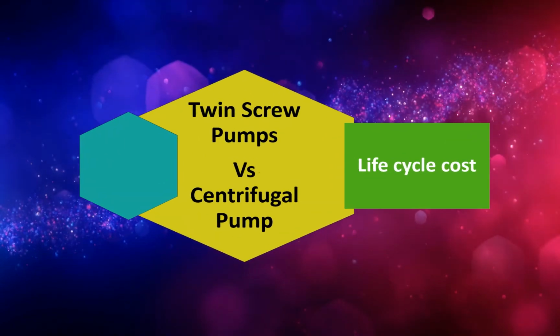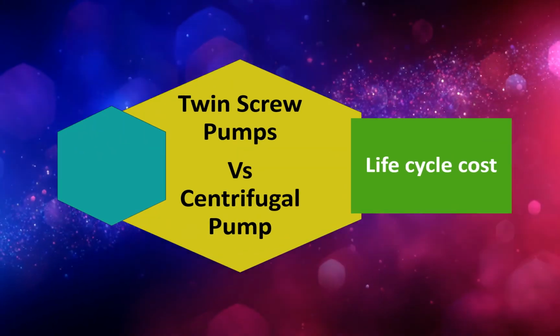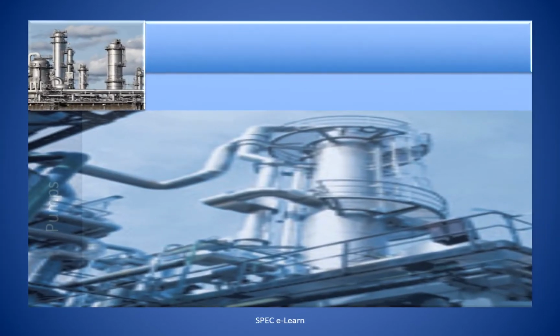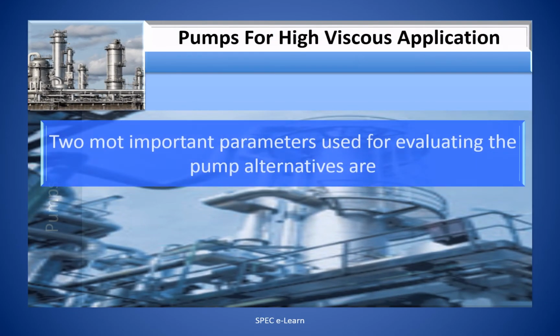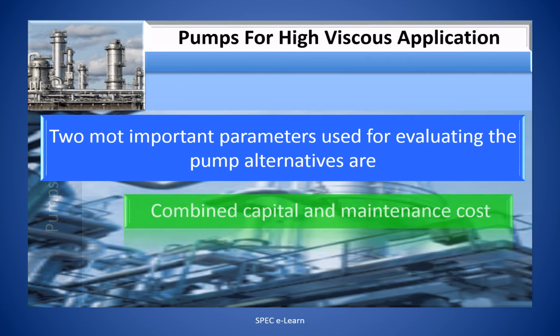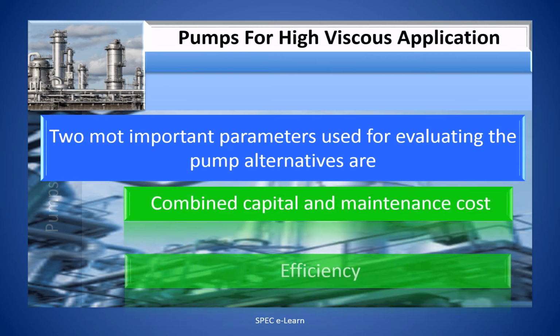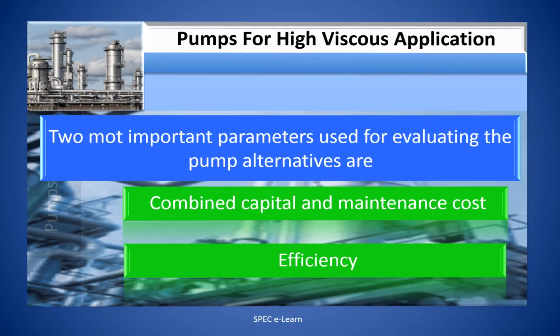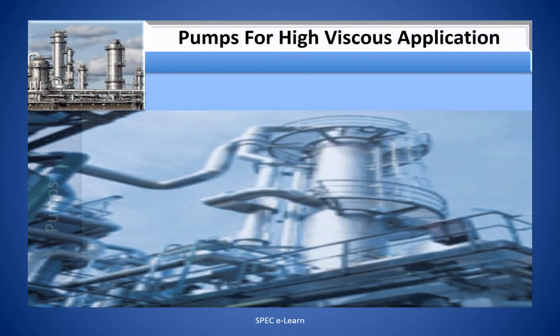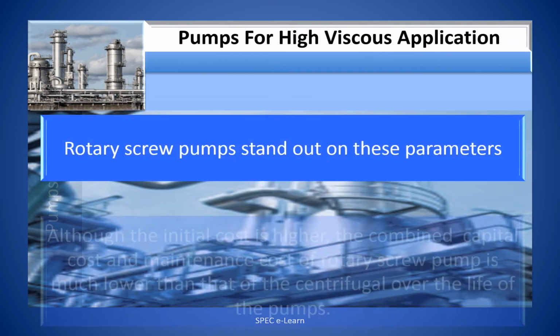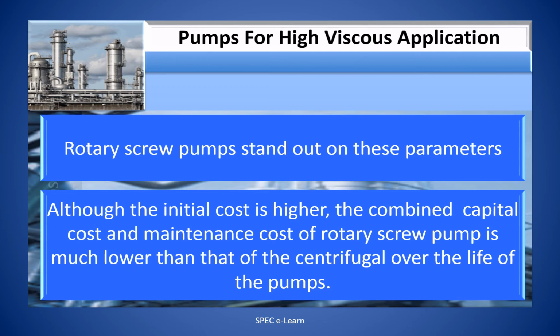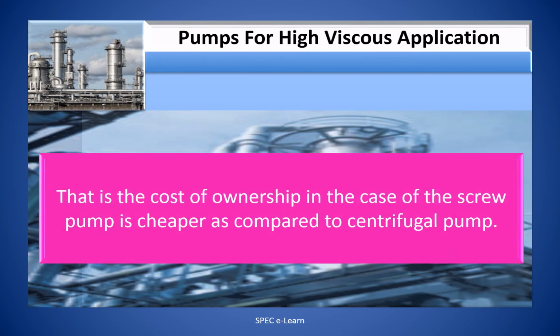Twin screw pumps versus centrifugal pumps life cycle cost. The two most important parameters used for evaluating the pump alternatives are combined capital and maintenance cost, and efficiency. Rotary screw pumps stand out on these parameters. Although the initial cost is higher, the combined capital cost and maintenance cost of a rotary screw pump is much lower than that of a centrifugal pump over the life of the pumps. That is, the cost of ownership in the case of a screw pump is cheaper as compared to a centrifugal pump.